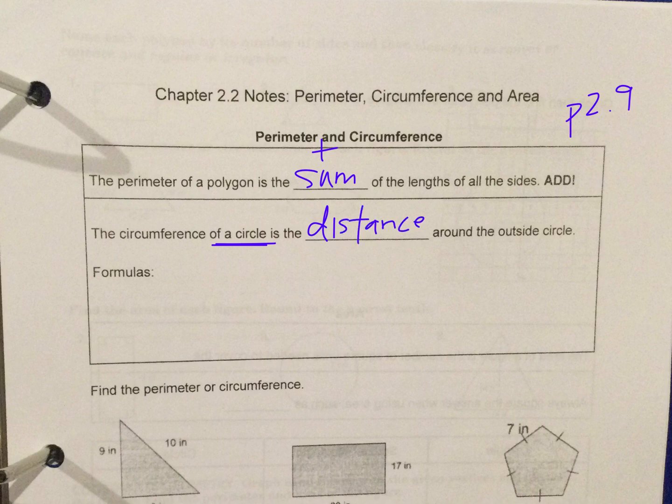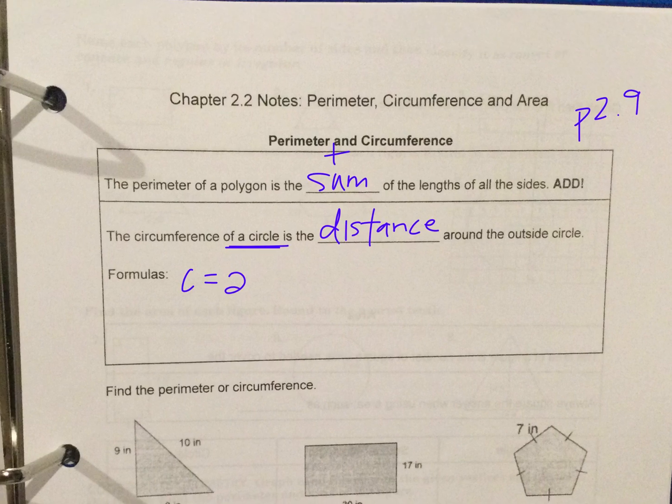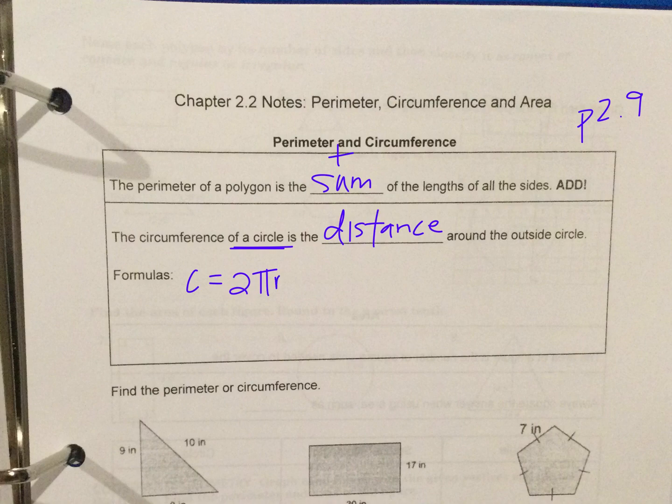We have two formulas we can use. We can use circumference equals 2 times pi times r. R stands for the radius. The radius of a circle is halfway across the circle. So if you have a picture that looks like that circle, then that's the formula you'll use.